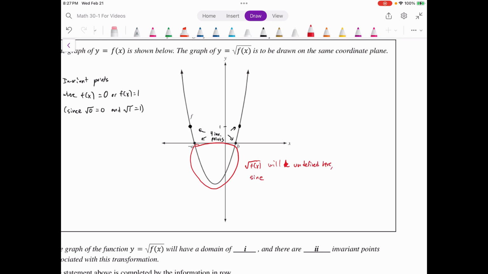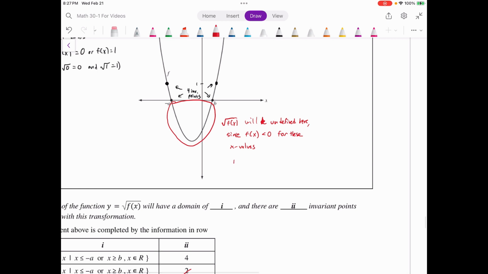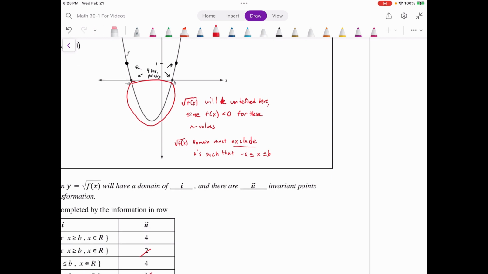Since f of x, the original function, is less than 0 for these x values, and what are those x values? They're the ones between negative a and b, right? So essentially, the domain of root f of x must exclude x's such that negative a is less than or equal to x, which is less than or equal to b. In other words, we need to include the x's that are less than negative a and greater than b.